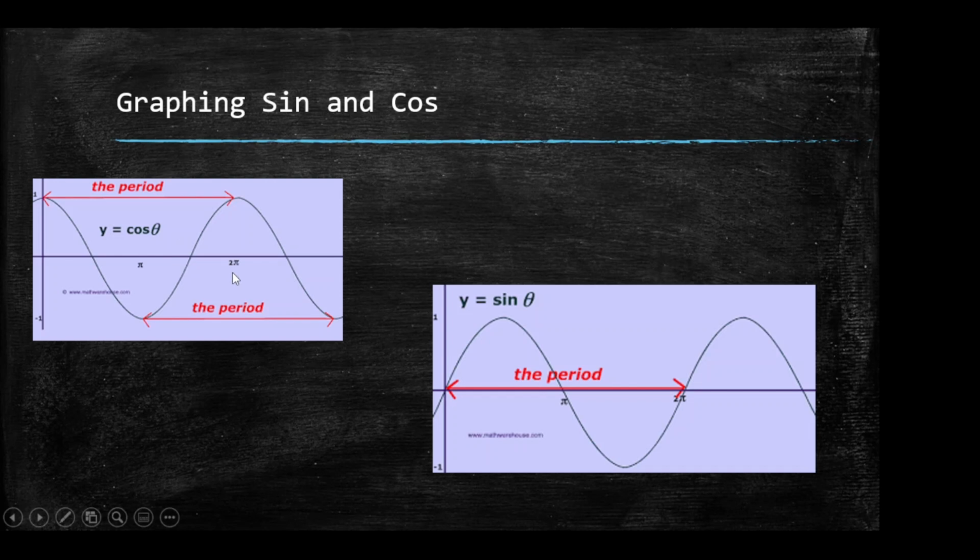And that makes sense, right? Because one trip around the circle is 2 pi. So that, again, makes 100% sense.